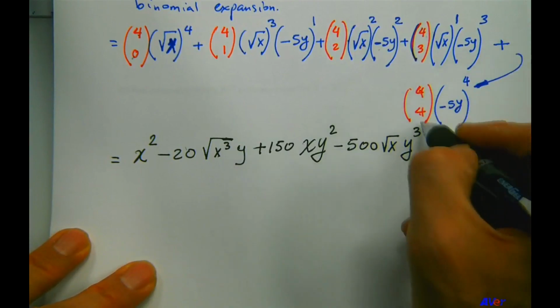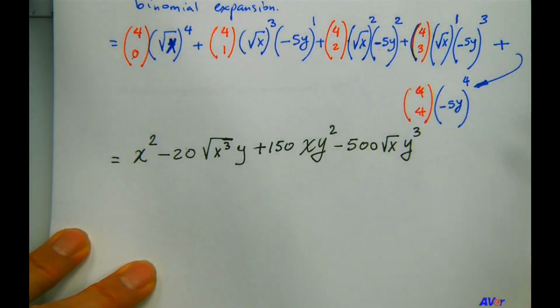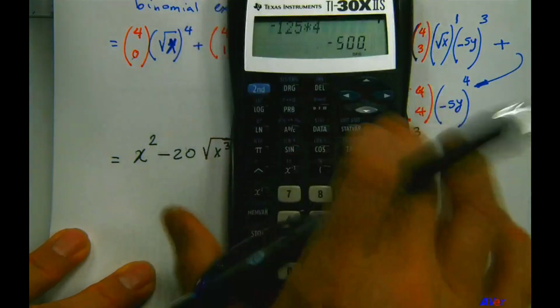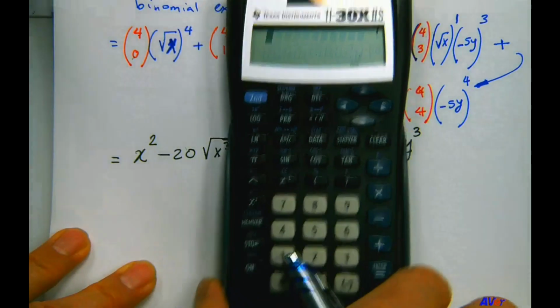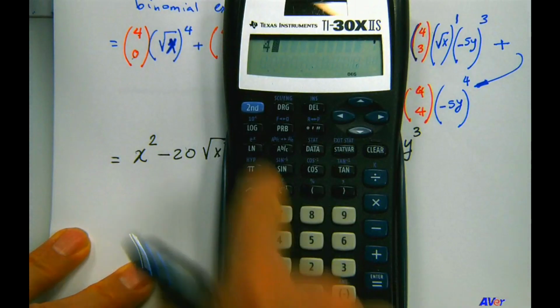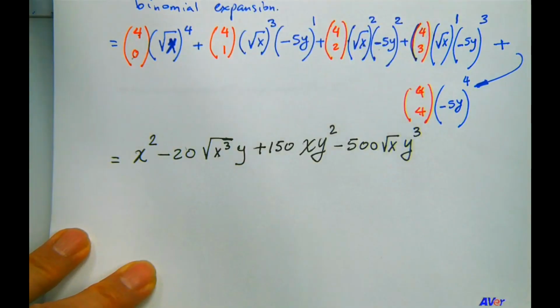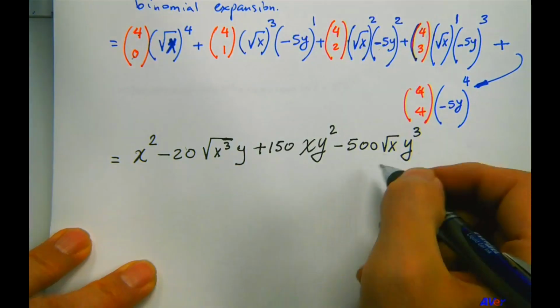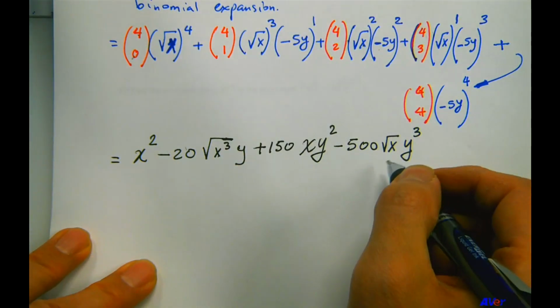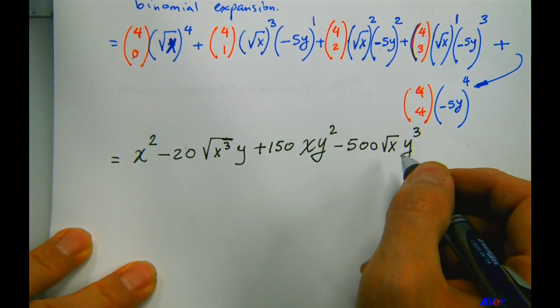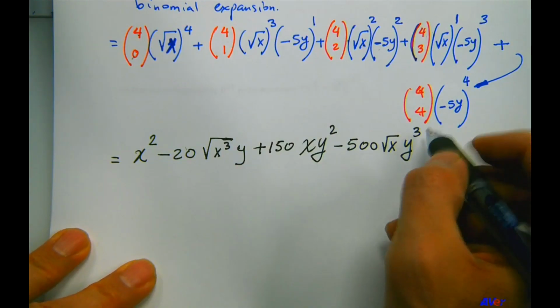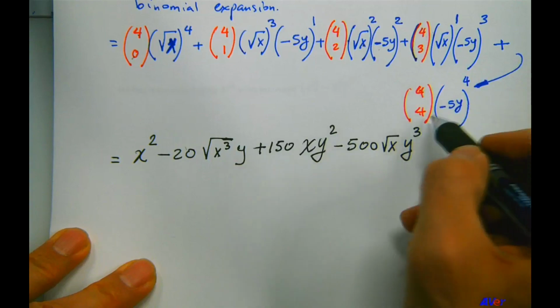Plus 4 choose 4. 4 choose 4 is 1. 10 choose 10, 1. 100 choose 100, 1. 80 choose 80, 1. Let's see it. We have 4 choose 4, 1. Anything choose itself is always 1. In how many ways can you choose 7 out of 7? One way. So 4 choose 4 is 1.